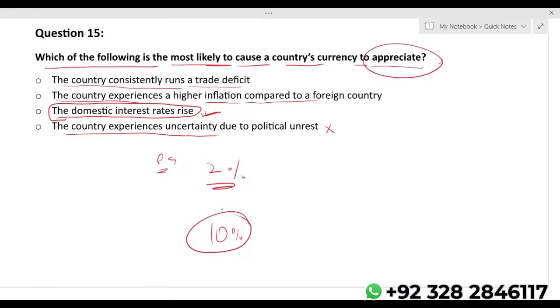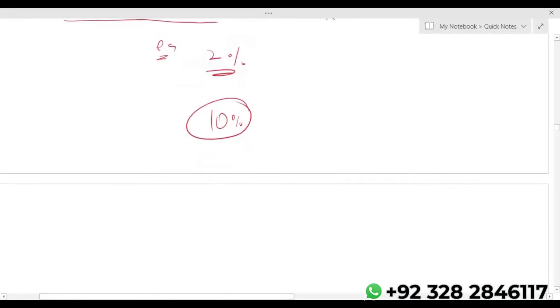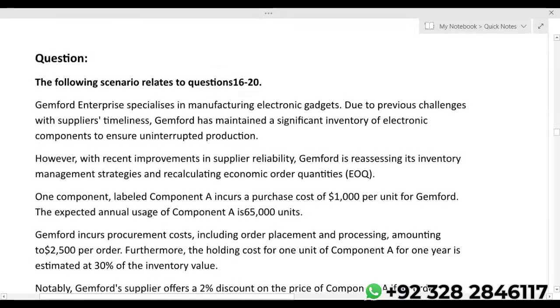It is a very common practice in our country. A very big amount of dollars is deposited by overseas Pakistanis in the bank because here the return is far higher than depositing that amount in a foreign country. So C is most likely to appreciate the country's currency. Now let's go to section B.